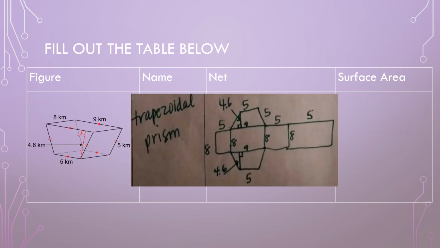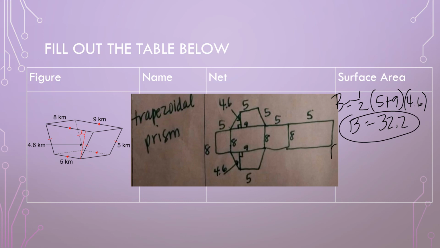And then the last one is another trapezoidal prism. To figure out the area of the base, we're going to do 1/2 times base 1 plus base 2, so 5 plus 9, times the height, which is 4.6. Plug all that into your calculator, you get 32.2. Your perimeter of the base is adding up all the sides. So we'd have 5 plus 5 plus 9 plus 5.